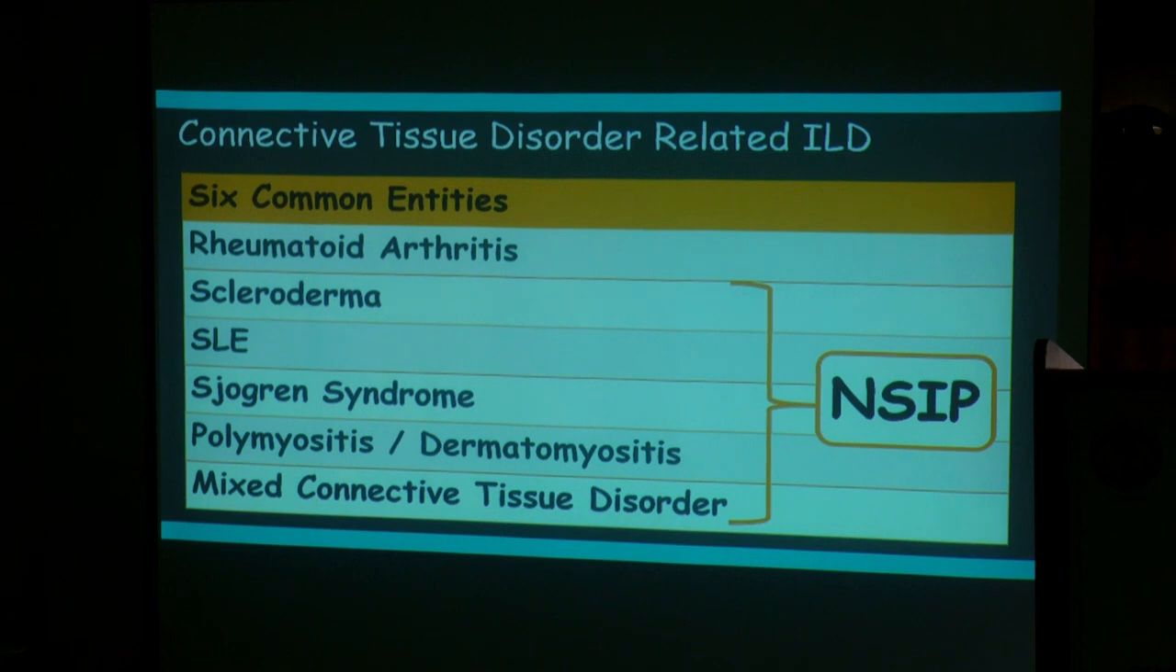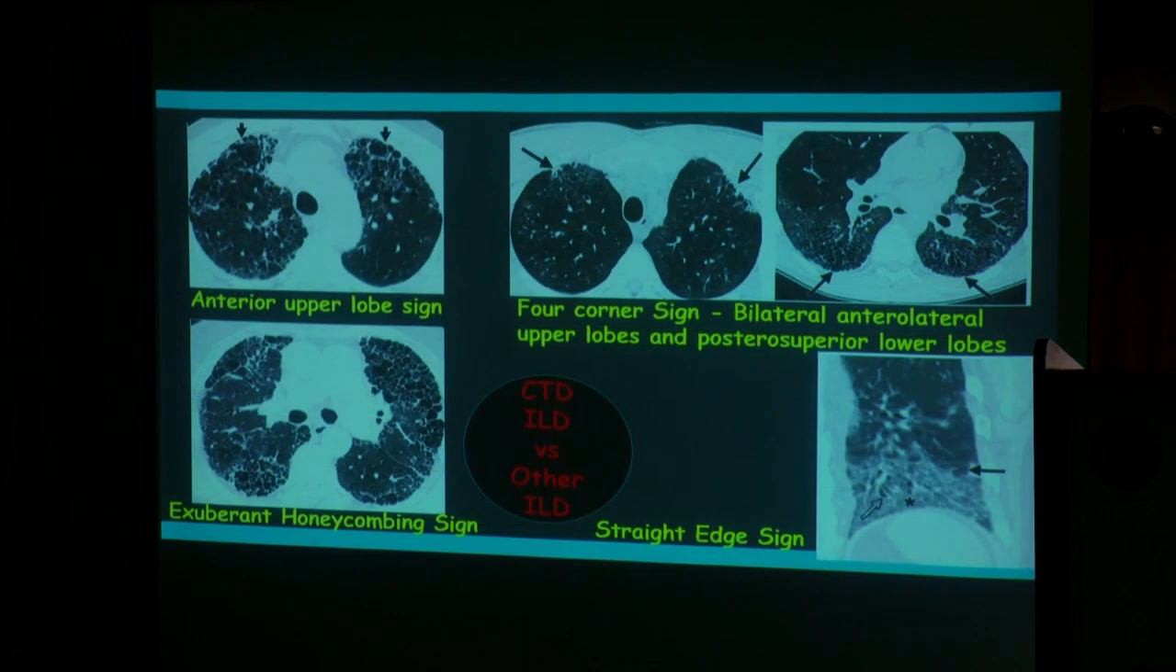In all ILDs except rheumatoid arthritis, NSIP is the commonest pattern, whereas in rheumatoid arthritis, you get a usual interstitial pneumonia pattern. Now when you see findings like this, which are suggestive of interstitial lung disease in a young patient, say a 30 or 40-year-old, you must try to find out some associated conditions, most commonly connective tissue disorders, and secondly drugs, smoking, etc.